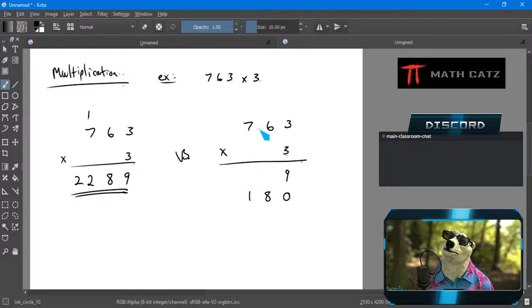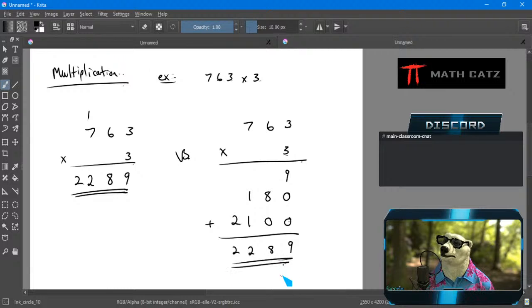Then I'm going to go 3 times 700. So I know I'm going to start in the hundreds position. 3 times 7 is 21. It's really 3 times 700 is 2100. Then I'm adding these up. 9, 8, 2, and 2. And I'm done. But I prefer this longer.